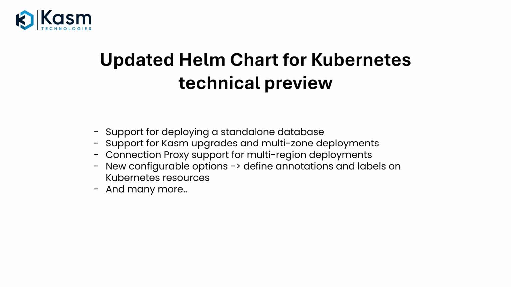In 1.18, we have also updated our Helm chart for Kubernetes, which still remains in technical preview, but now includes a range of new capabilities. The Helm chart now supports deploying a standalone database, making it easier to scale and manage data services. It also adds support for Kasm upgrades and multi-zone deployments, giving administrators more flexibility in how they operate their clusters. The Helm chart now also supports a connection proxy for multi-region deployments. In addition, we have also introduced a variety of new configurable options, such as the ability to define annotations and labels directly on Kubernetes resources.